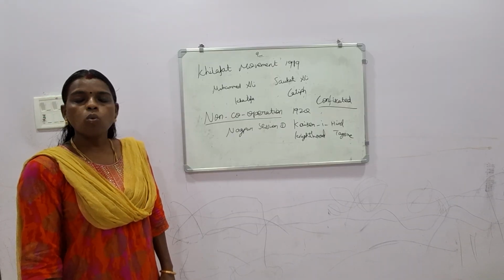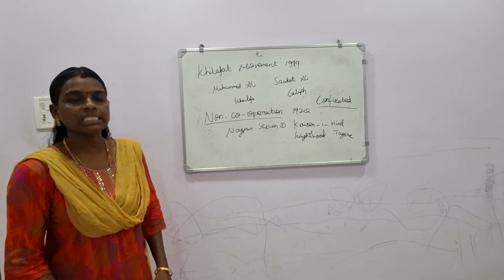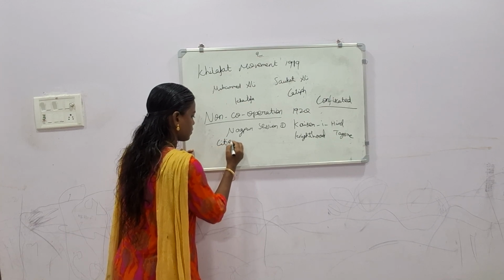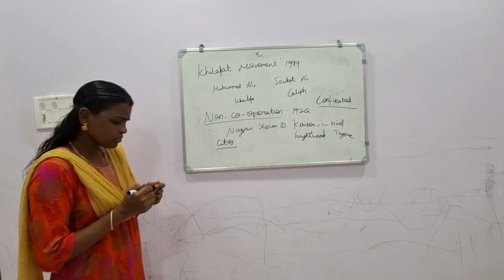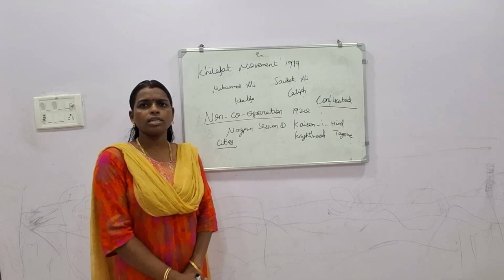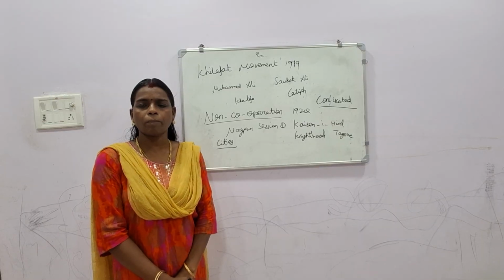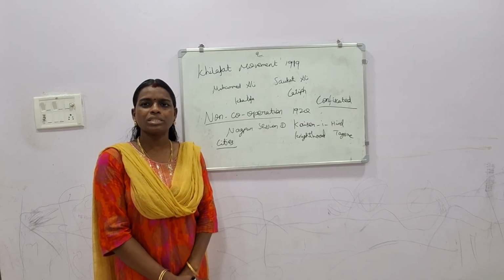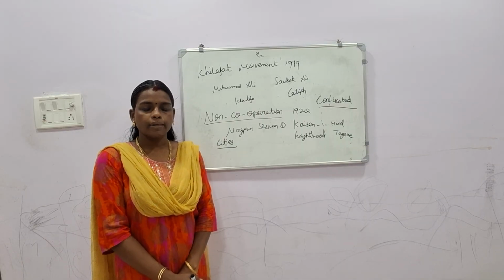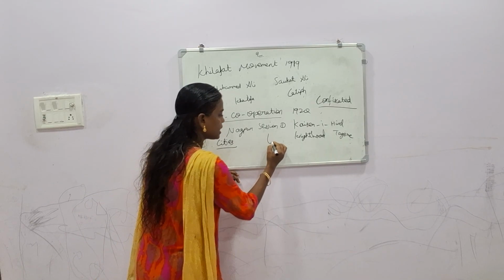Let's see how the non-cooperation movement was in the cities. Same thing. The people who studied in schools and colleges, and who practiced in courts, no one went to those public organizations. No one went to these places, and they picketed the liquor shops.